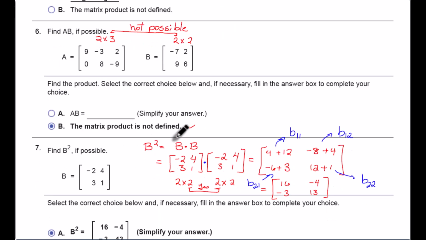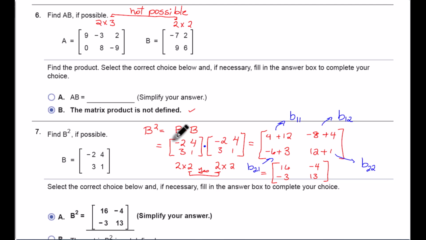All right, what about 7 here? In 7, they want me to find B squared. Well, B squared simply means take B and multiply it by itself. So again, B11, I've got minus 2 times minus 2 is 4. 4 times 3 is 12. So that's going to give me a 16 in that position.